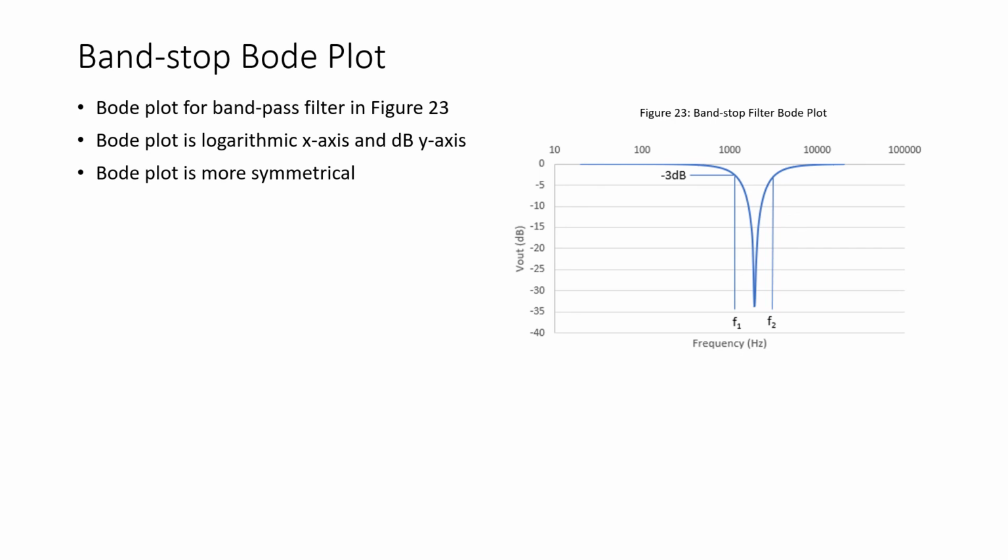Then we looked at the frequency response curves of low pass, high pass, band pass, and band stop filters, and saw how the graphical representation of the filter's response was improved by plotting that response on a Bode plot. And the Bode plot is simply a plot that plots the x-axis on a logarithmic scale, and the y-axis, the output, is expressed in decibels.